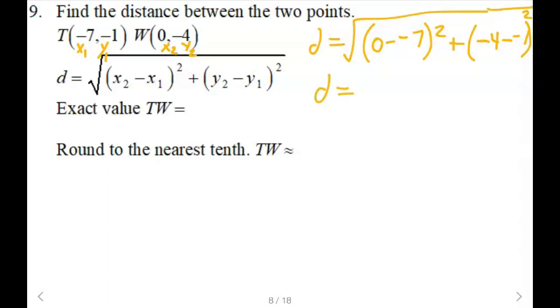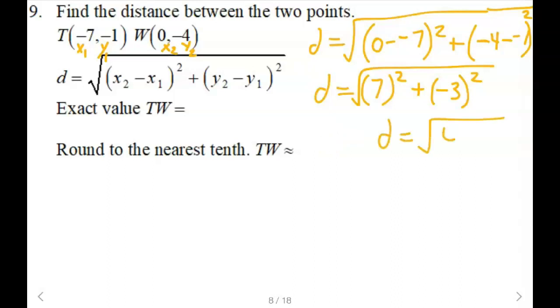0 minus a negative 7 is 0 plus 7, that's 7, and we'll square that. Negative 4 minus a negative 1 is negative 4 plus 1, that's negative 3, and we'll square that. So the distance is equal to the square root of 49 plus 9, square root of 58.